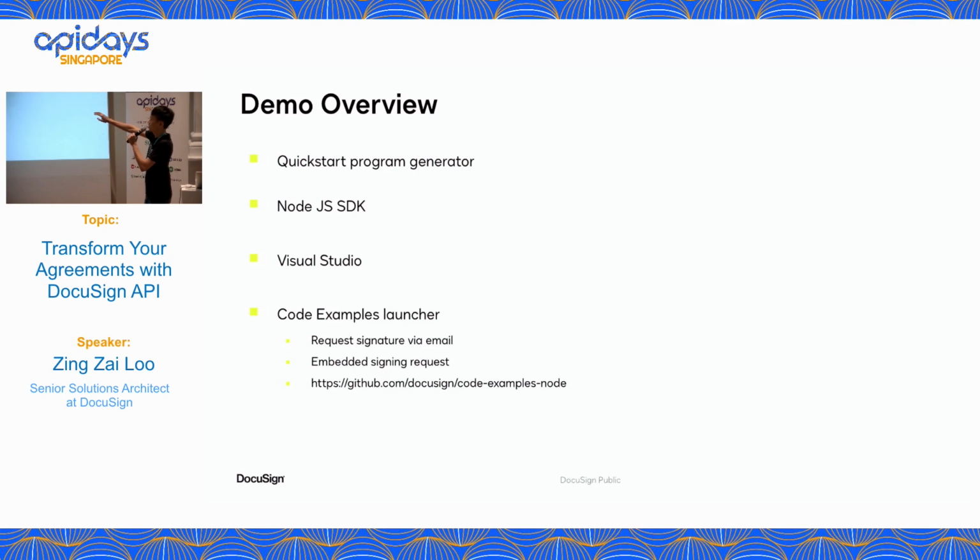Again, just to touch on it, Node.js SDK, I'll make use of Visual Studio. I will show you the code running in the background, because probably only the developers will be interested, so I will make it more neutral over here. For the code samples, there are many, but today I will only be touching on the request signature via email, as well as embedded signing. Okay, so what do these two mean, and why did I even pick them?